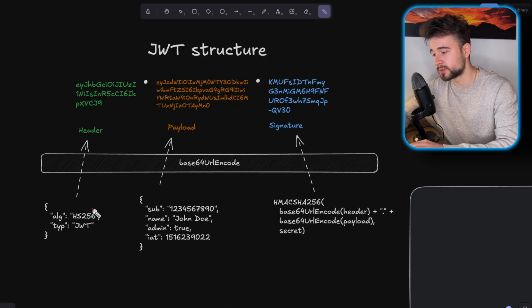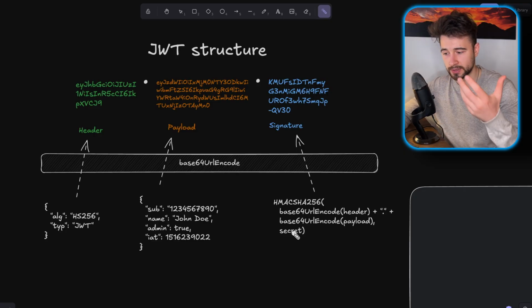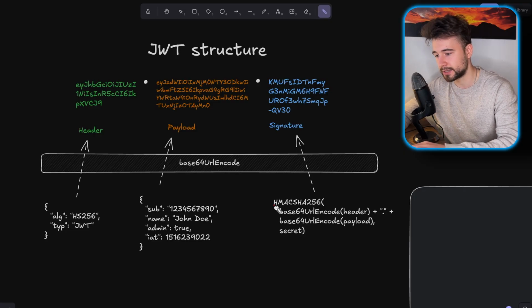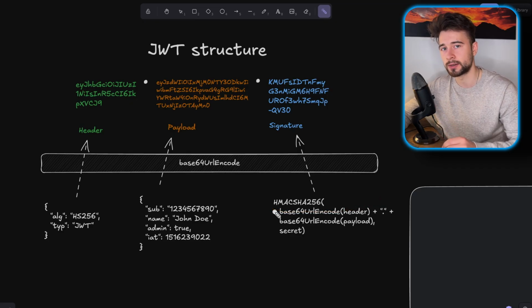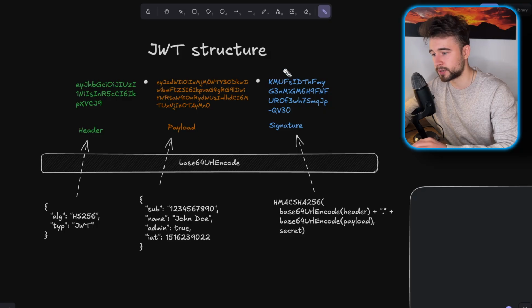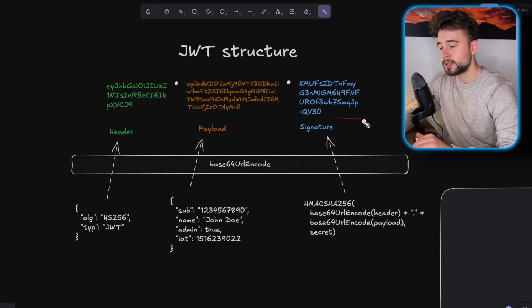And then we use the specified hashing algorithm from the header to encrypt this string using the secret that we provide. So essentially, our server would take that base64 encoded string, take the secret that is stored only on the server, and provide us with this hash encrypted by the secret. All of that together is our JWT token.